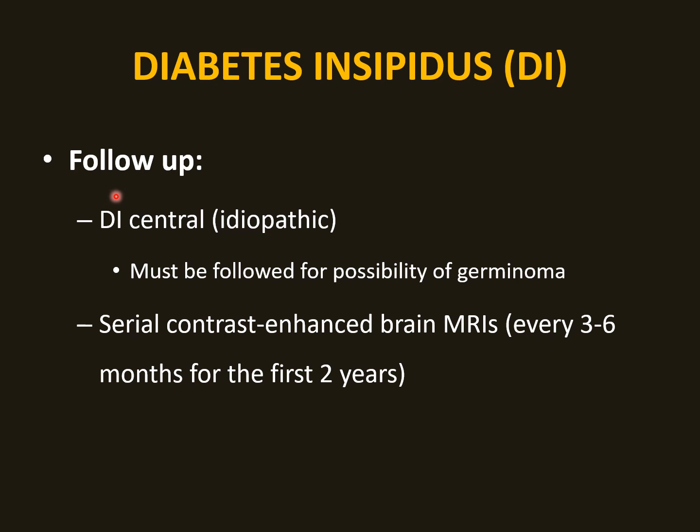The follow-up is very important to keep in mind, that idiopathic central diabetes insipidus must be followed because of the possibility of a development of brain tumor or germinoma. So you have to have serial contrast enhanced brain MRIs every 3 to 6 months for the first 2 years, and thereafter also they need to be followed maybe every 5 years, because they can develop a cancer as late as even 20 years afterward.